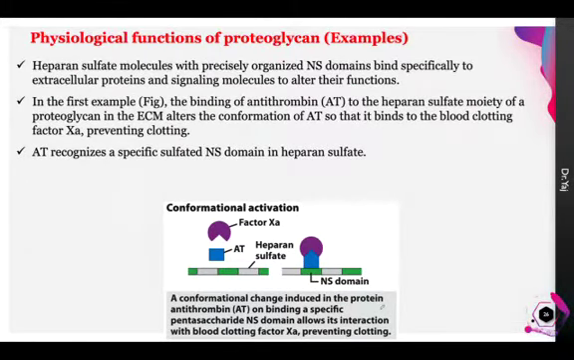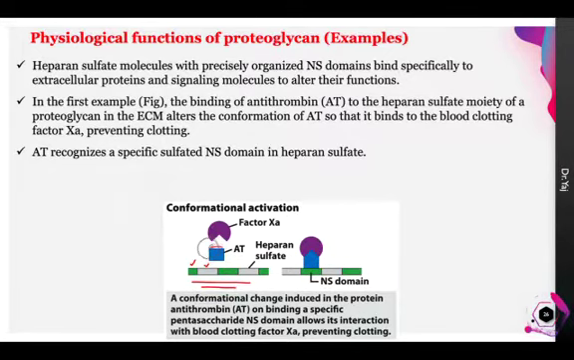To elaborate on this, I have used the example of antithrombin. We talked about it fleetingly with regards to its function in lecture 2. So this is the heparan sulfate, which we already know has an alternate of NS and NA domains. Now, the NS domain is able to bind to antithrombin.